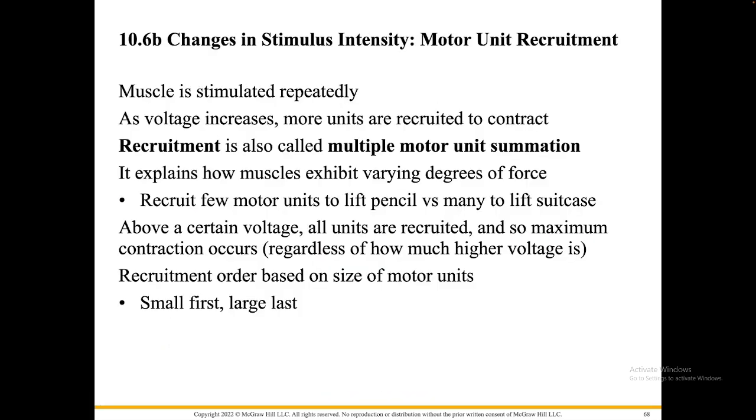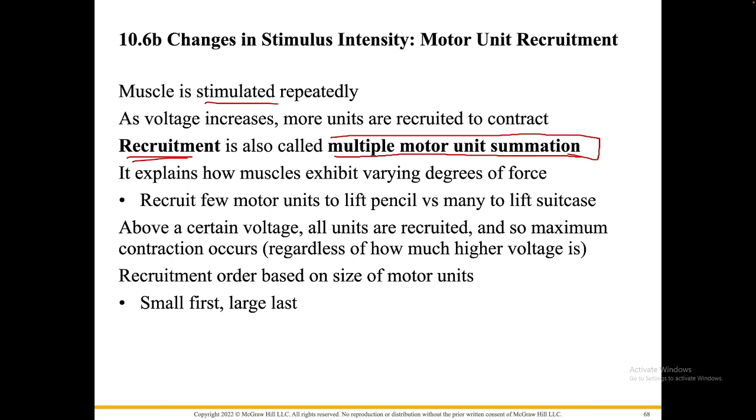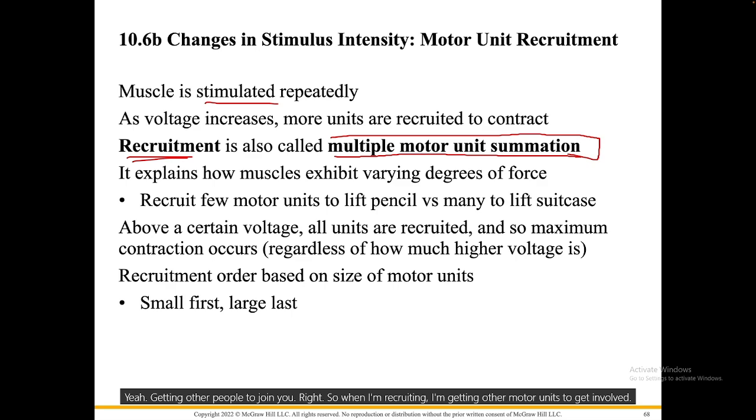We don't function with just one simple twitch, right? When we're moving, a muscle has to be stimulated continuously or repeatedly. We can also do some things like recruitment. And a fancy term for that is multiple motor unit summation. Think about if you were in a club and you were doing recruitment, what would you be doing? Yeah, getting other people to join you, right? So when I'm recruiting, I'm getting other motor units to get involved.